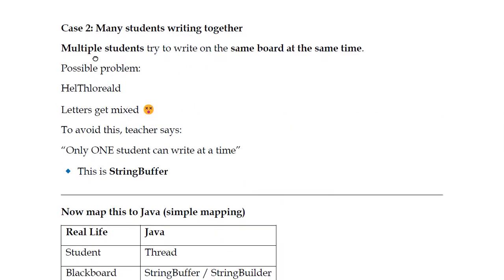Case 2: many students or many employees are writing together, multiple students trying to write on the same board at the same time. A possible problem: someone is writing, and at the same time someone else comes and also writes, and it gets mixed. It's messy. To avoid this, the teacher will say only one student can write at a time. Otherwise, it will be confusing: what are you writing, what are you trying to say? So one student can write at a time.